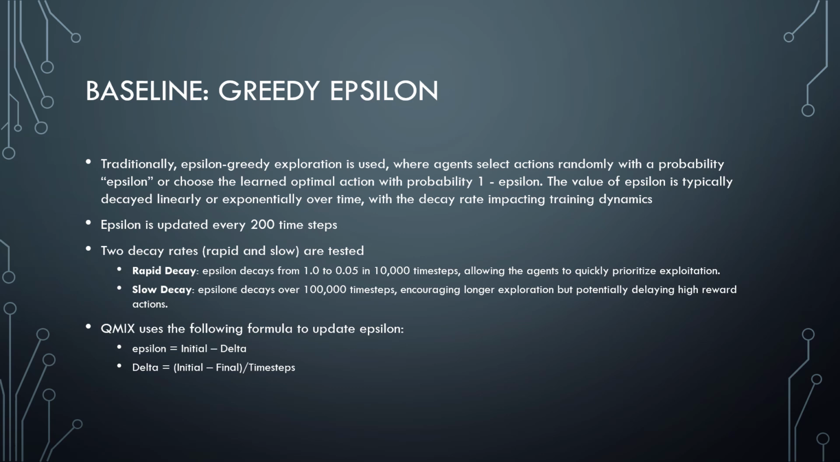In slow decay, epsilon decays over 100,000 time steps. This encourages longer exploration, but potentially delays high reward actions. And then the update values for epsilon are listed here below, and epsilon is updated every 200 time steps.